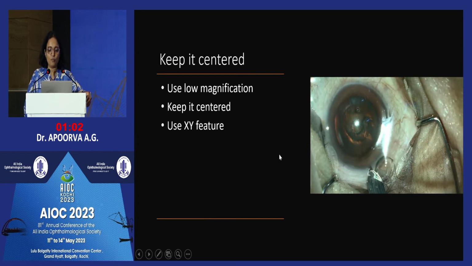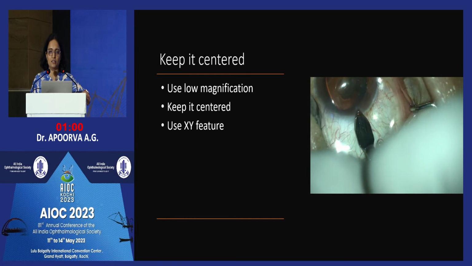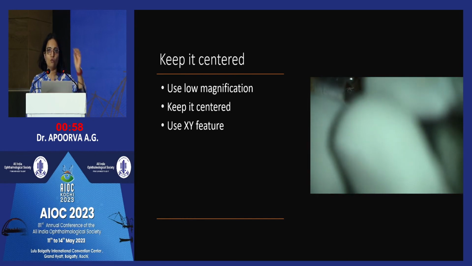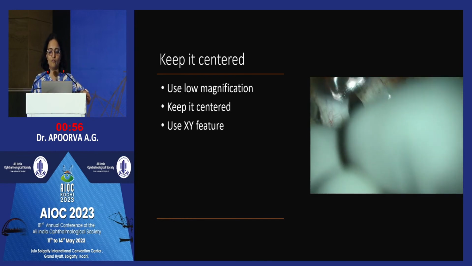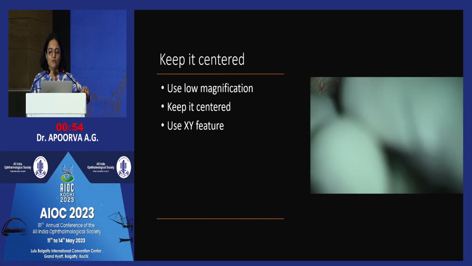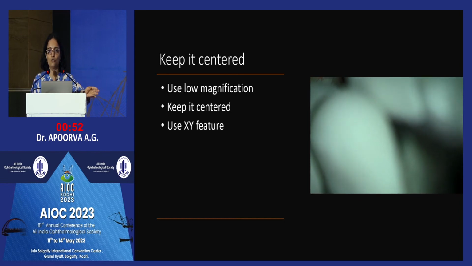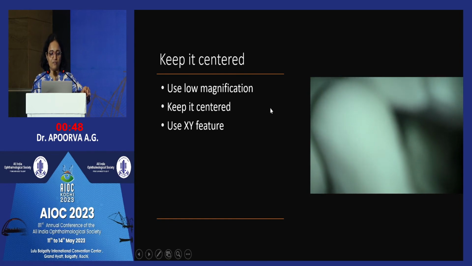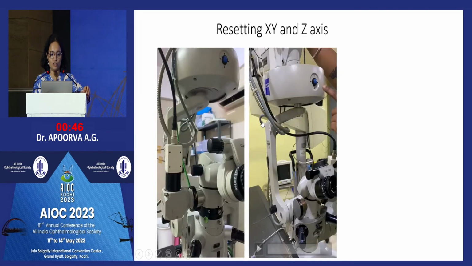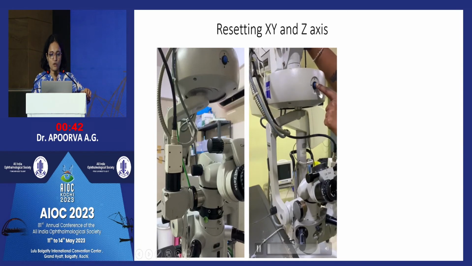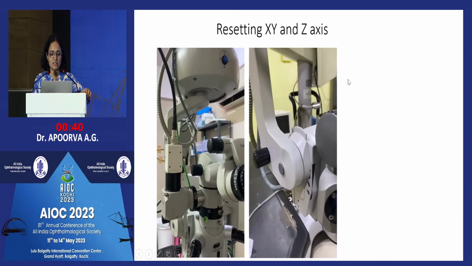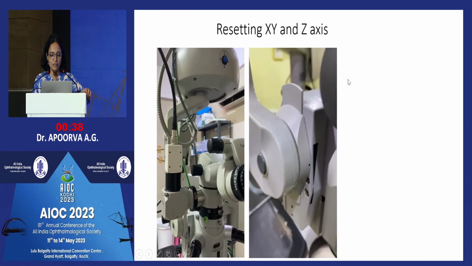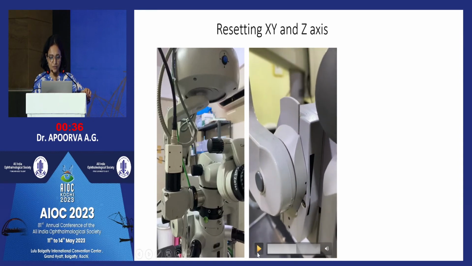And we have to be very familiar with the XY feature, and we have to know how to use the joystick, because more often than not we use our left foot, which we are probably not trained to use much. So the left foot has to be trained to use the XY feature on the joystick of the microscope. So this is called an XY axis decoupling button. This is something that we need to know.